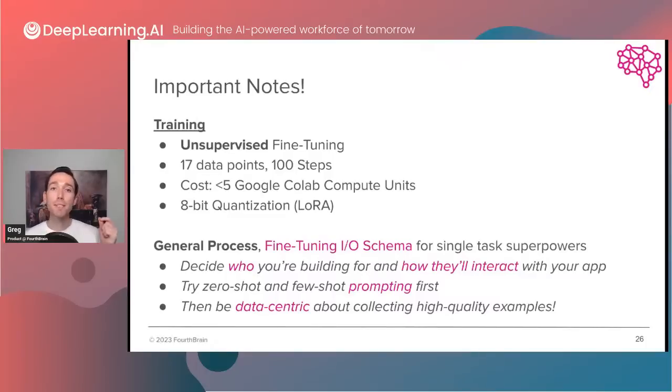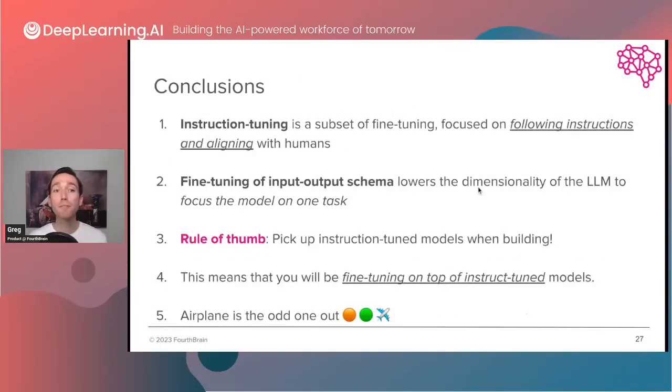We always want to start by deciding who we're building for and how they'll be interacting with our application. We want to try zero-shot and few-shot prompting first with just a couple of examples. And then we really want to be data-centric about curating the data that we need in order to get that fine-tuning done.